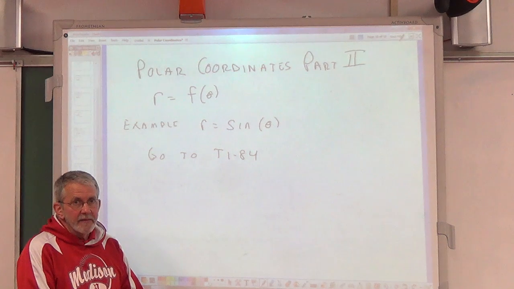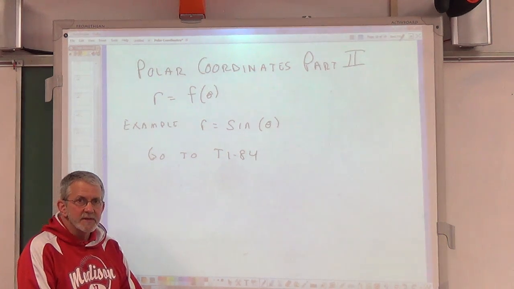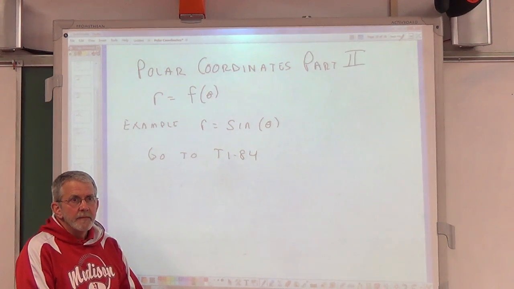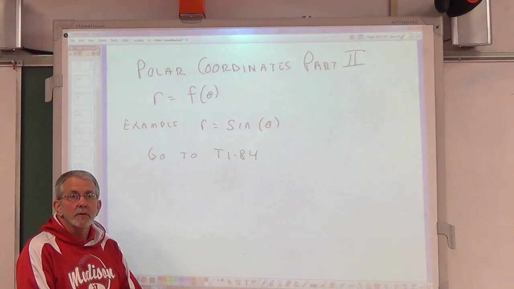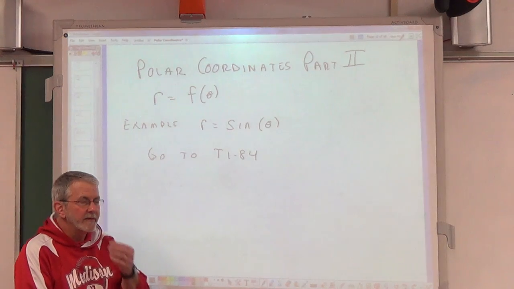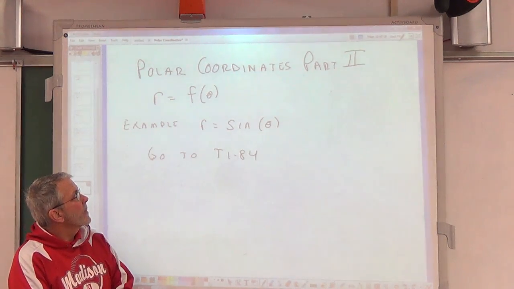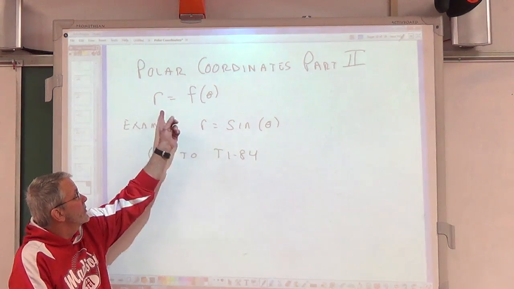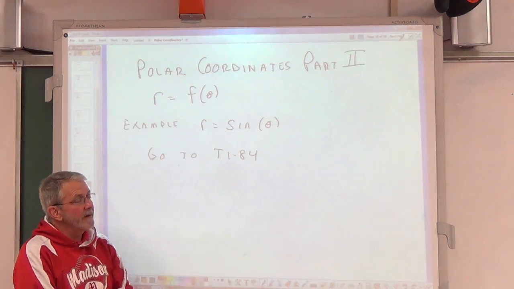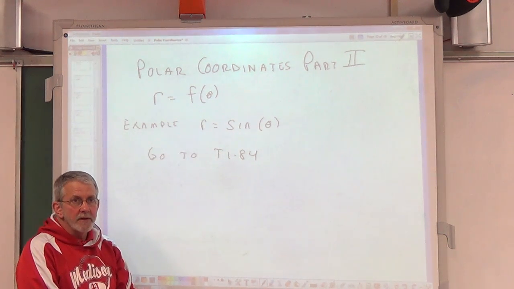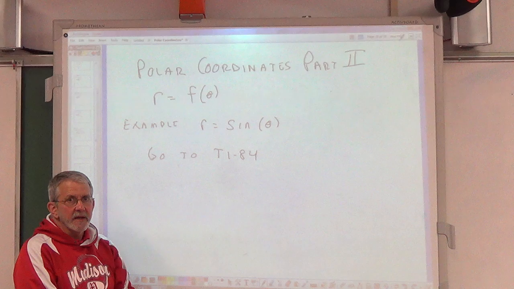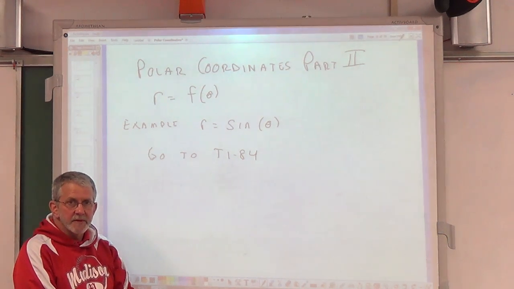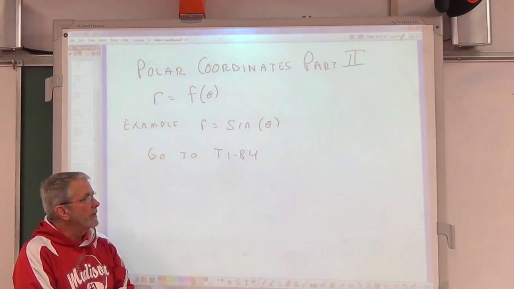In order to understand this particular presentation, one must first and foremost review the polar coordinate part 1 lesson. But what we're going to do this lesson is simply look at r as a function of theta. And as soon as we look at r as a function of theta, then we can employ what we know about derivatives and second derivatives and rates of change of functions. And that's exactly what we're going to do.